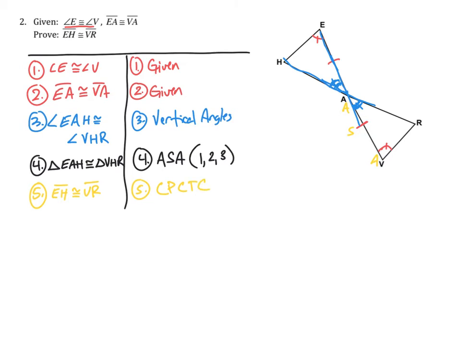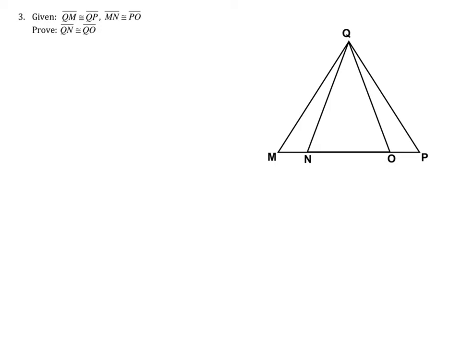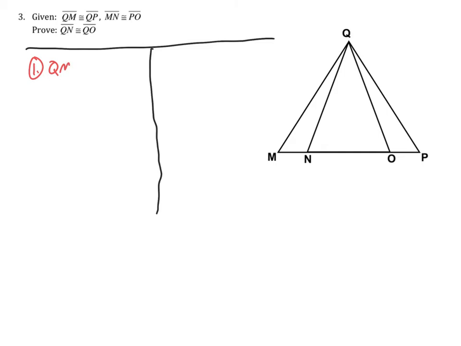And that reason is that once I have congruent triangles, then the corresponding parts of congruent triangles are congruent, and that is my proof. For number 3, let's again set up our 2-column proof, and let's make sure I give myself more space for the statements this time. So statement number 1 is going to be QM is congruent to QP, and let's mark that QM congruent to QP, and that reason is that it is given.